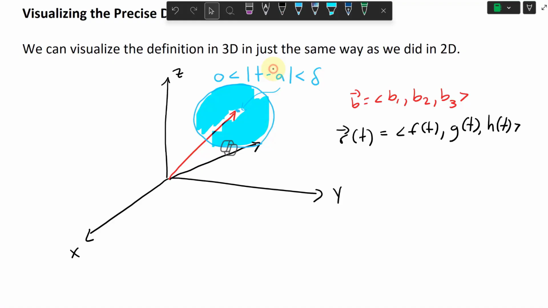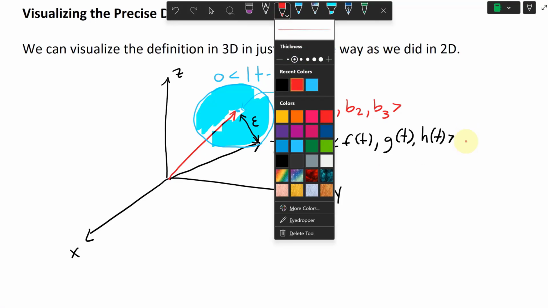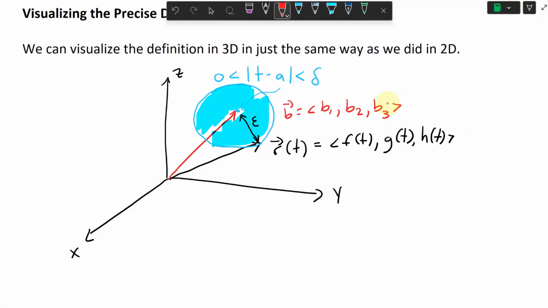All right. So if that's the delta, then the epsilon is going to be the distance between here and here. This is going to be epsilon like that. All right, and then finally, I'm going to draw this in red now. So I move these over closer. Again, bear with me. This is going to put it down right here.